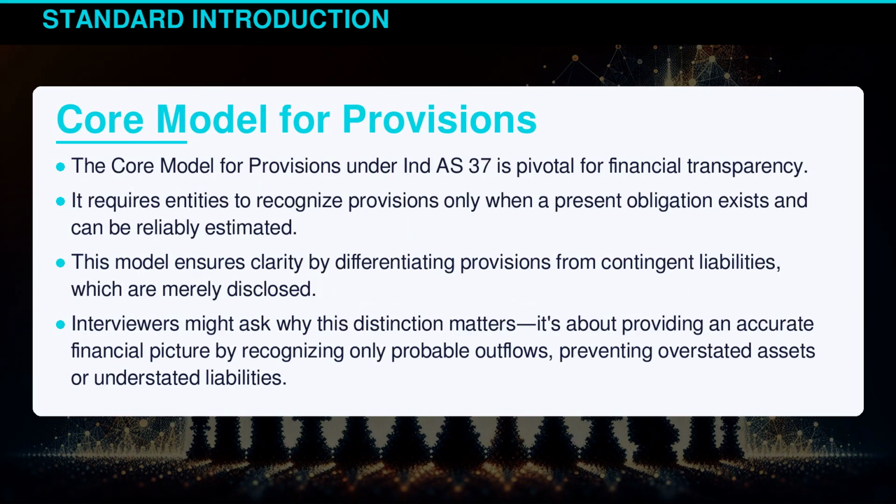The core model for provisions under Indian Accounting Standard 37 is pivotal for financial transparency. It requires entities to recognize provisions only when a present obligation exists and can be reliably estimated. This model ensures clarity by differentiating provisions from contingent liabilities, which are merely disclosed. Interviewers might ask why this distinction matters. It's about providing an accurate financial picture by recognizing only probable outflows, preventing overstated assets or understated liabilities.